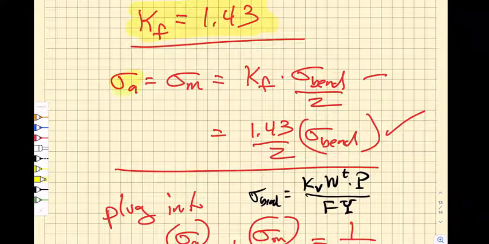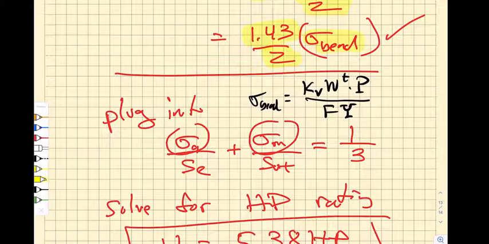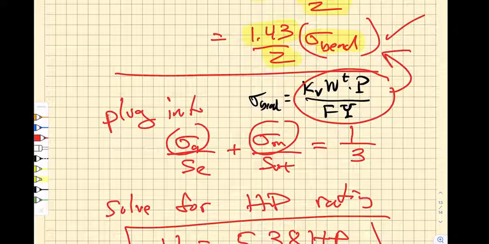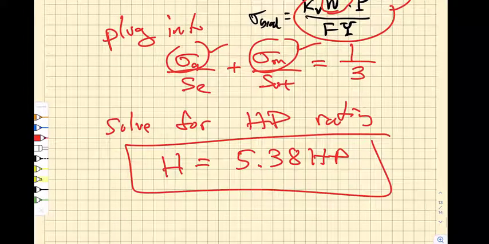So now we know that our sigma a equals sigma m is going to be Kf times 1/2 the maximum Lewis bending stress. We take 1.43 divided by 2. We throw our Lewis bending stress in there from this equation right here. We put those sigma a's and sigma m's into the Goodman mean stress correction factor. We substitute for Wt using the horsepower equation, and we solve for that horsepower rating and get a value of 5.38 horsepower. So design to prevent fatigue failure requires a slightly smaller horsepower than the design to prevent yield.